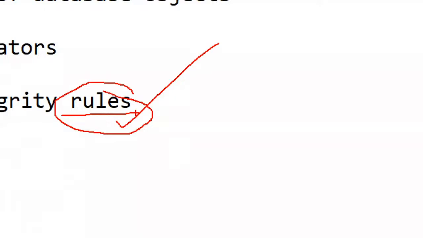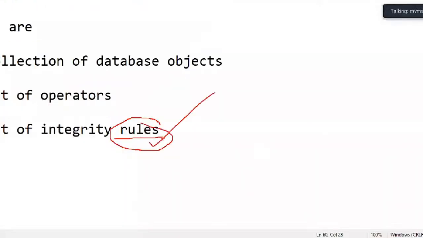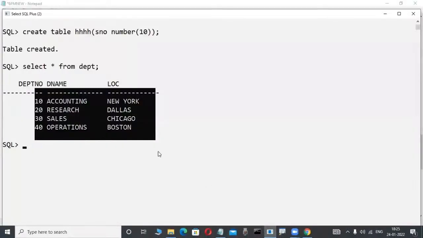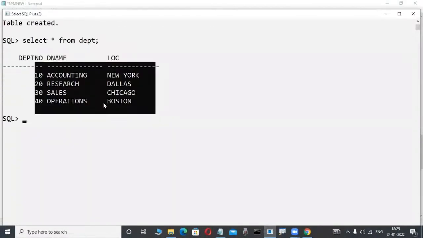Experience is required. So many things are there. Always, relational data model products work based on a set of rules. Really, it is only based on that set of rules that these are working.